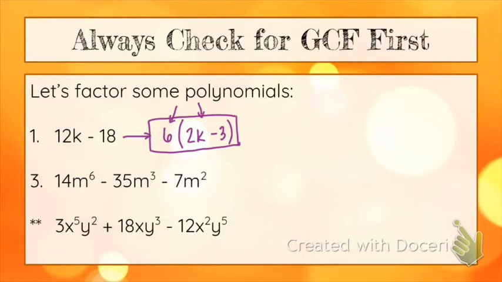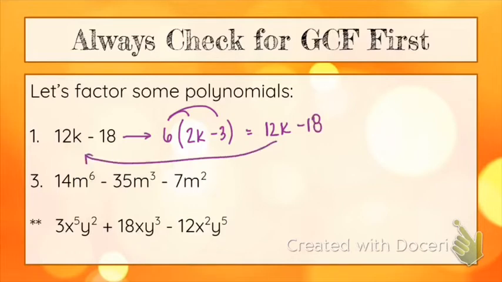But to check your answer and to show you that you're correct, I'm going to distribute this back out. And if I do that, 6 times 2k is 12k, and 6 times negative 3 is negative 18. So this is the same as this, so we got the right answer. Okay? So if when you distribute this back out, it equals what you started with, then you got the right answer.